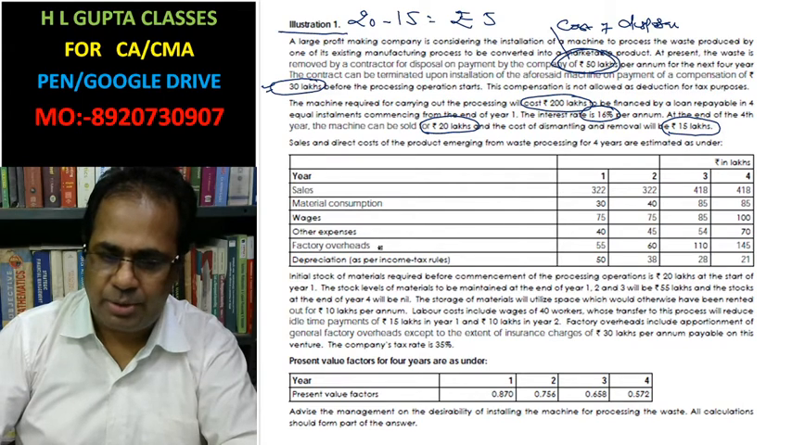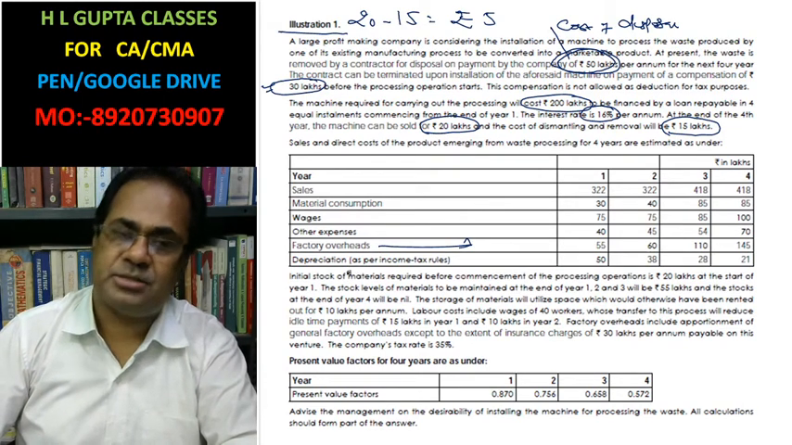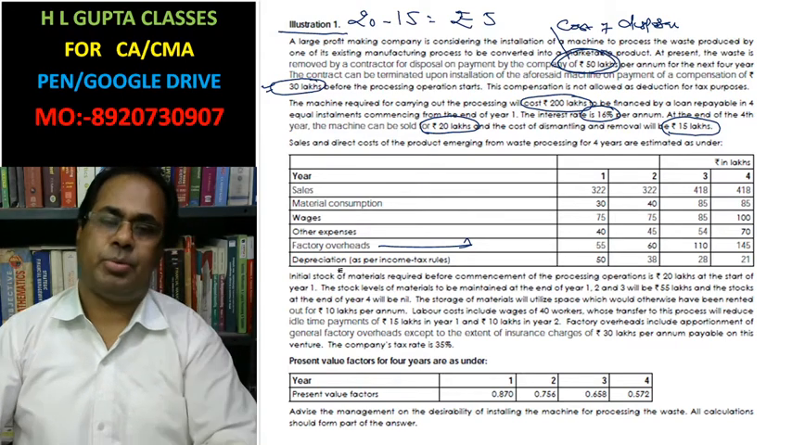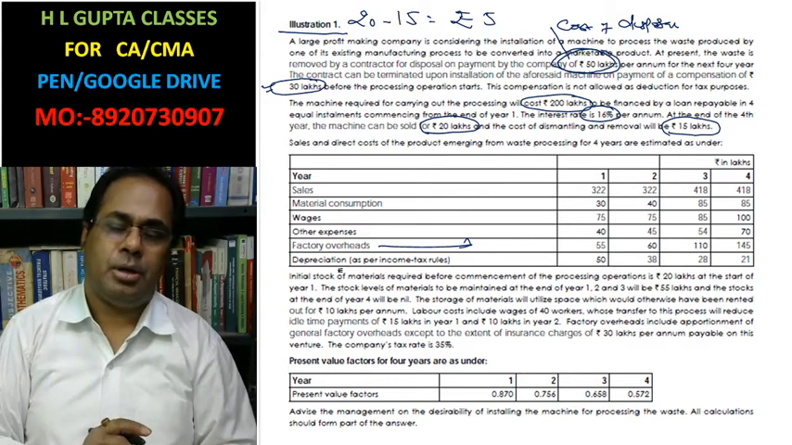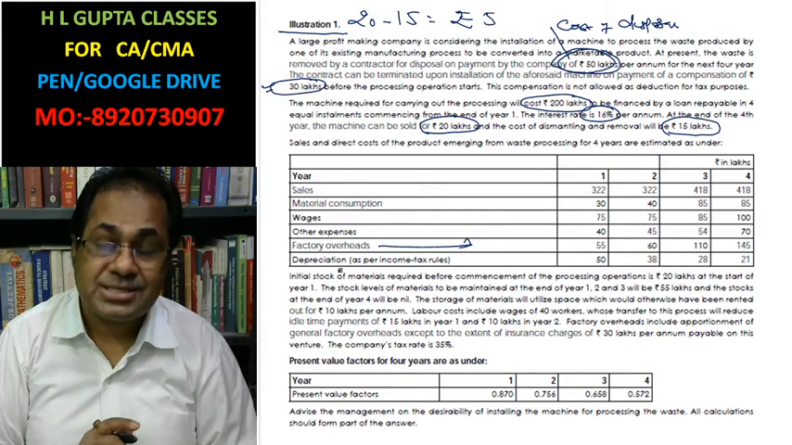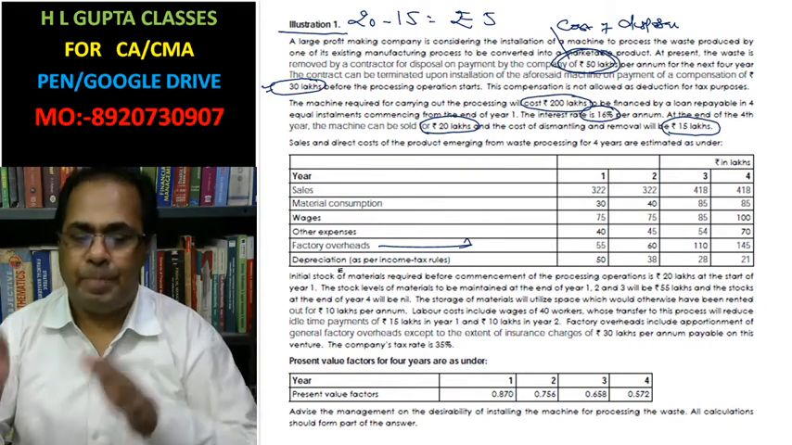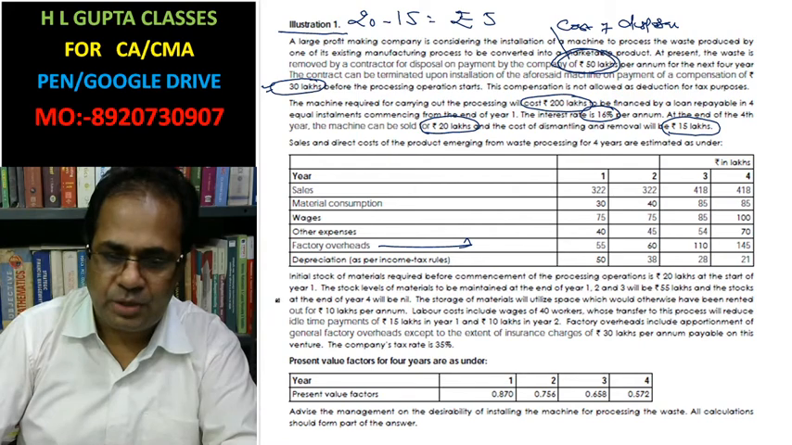This is factory overhead. In the case of factory overhead, allocated factory overhead is not considered in capital budgeting. I have already discussed these points in class, but let us see what further information is given here.